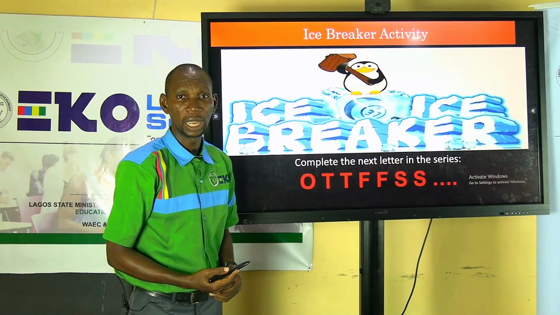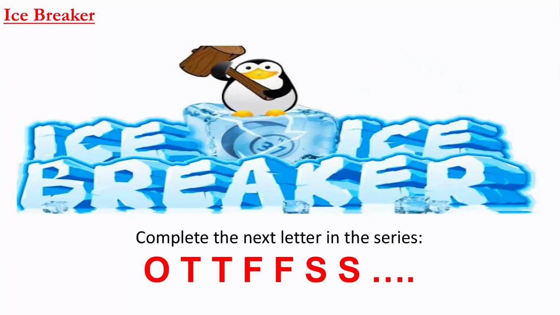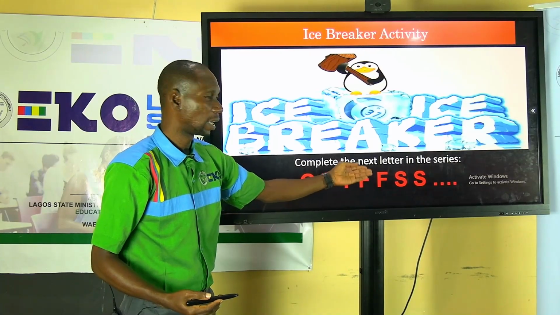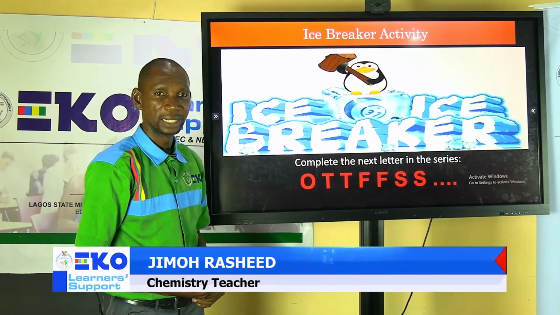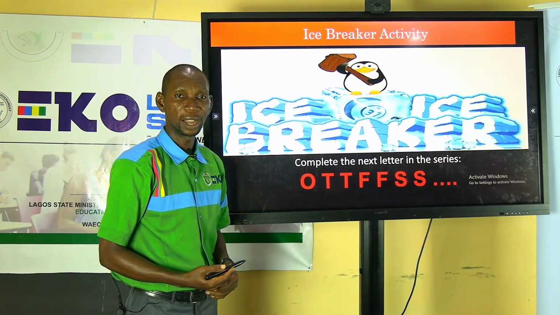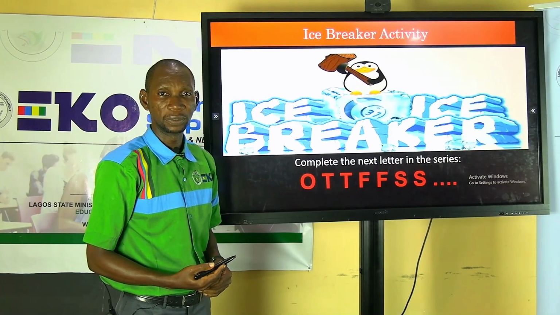Let's start with the icebreaker activity. I want you to figure out the next letter in this series. We have O, T, T, F, F, S, and S. Can you figure out what is the next letter? I'll give you 30 seconds and let's see how you would be able to unravel this mystery.